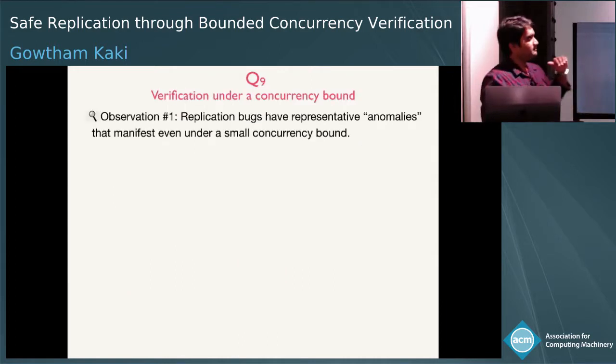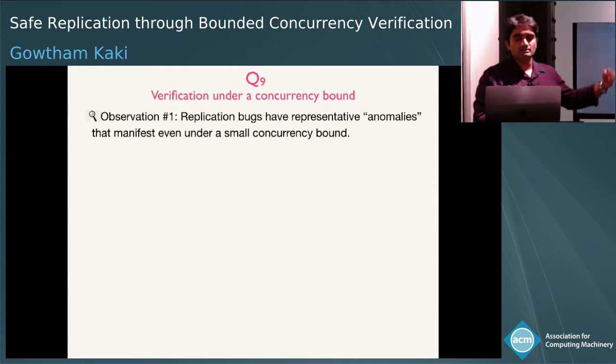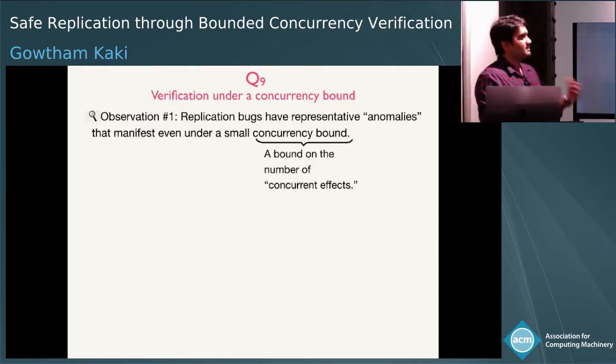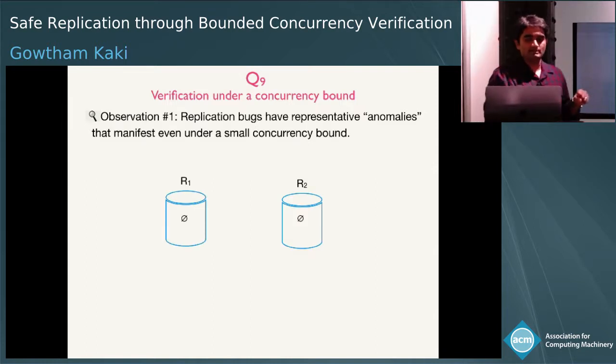Right. So as I mentioned, at the core of Q9 is a bounded verification approach. The verification depends on the observation that replication bugs have representative anomalies that manifest under a small concurrency bound, right? When I say concurrency bound, it is actually a bound on the number of concurrent effects. I'll explain it with the help of an example. Let's say we have two replicas of any application. Let's start with an empty state, right?